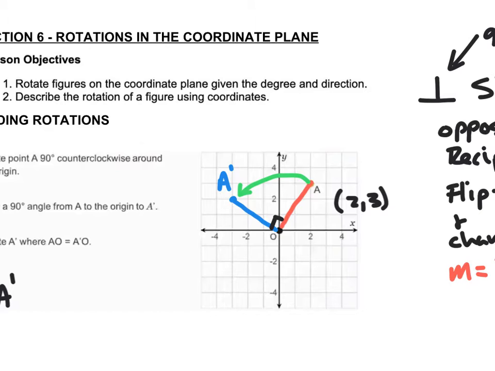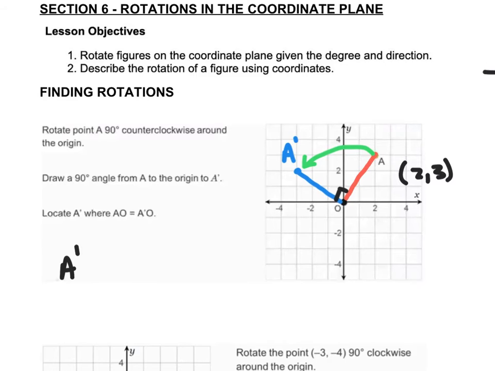Pretty unique way of doing that. So that's where A prime is, and A prime is now the point (-3, 2). Another thing to keep in mind is that we'll analyze the points from point A to A prime. How did I use these points? Using the point (2, 3) to write a rule for (-3, 2).